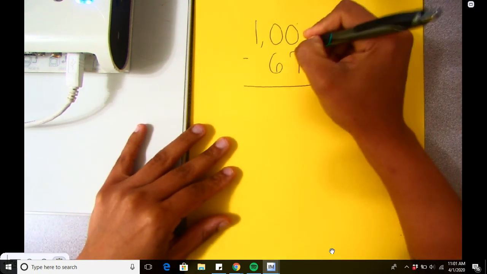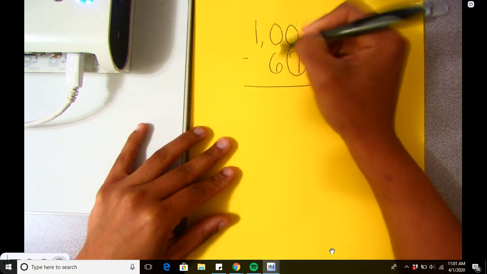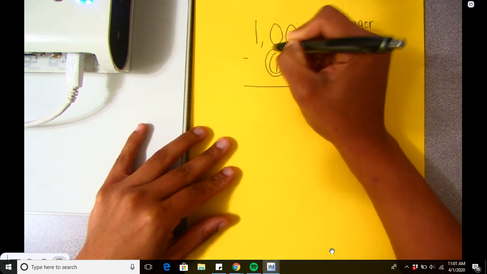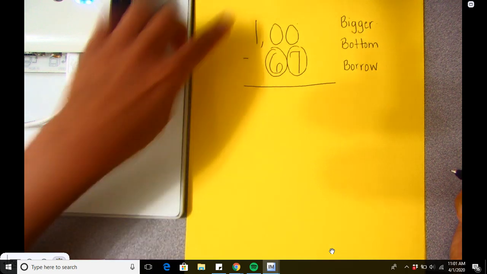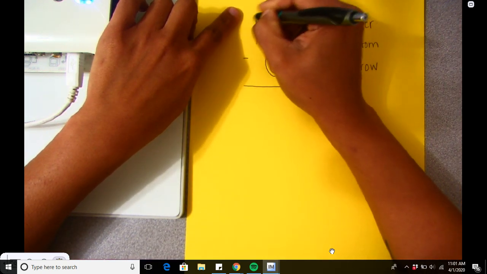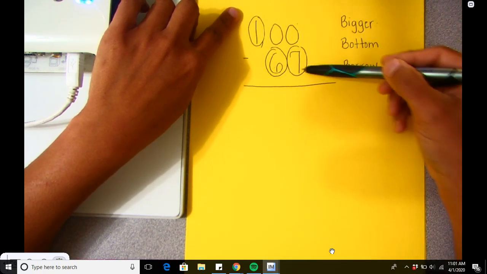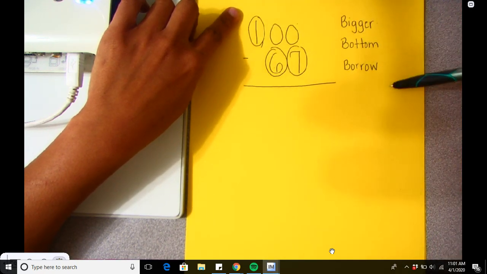So in the ones, I have a bigger number on the bottom. In the tens, my 6 is bigger, so a bigger number on the bottom. And in the hundreds, since nothing's here, I know that's going to be a 0, and 1 is bigger than 0. So already I can see I've got 2 numbers on the bottom. I'm going to be borrowing.